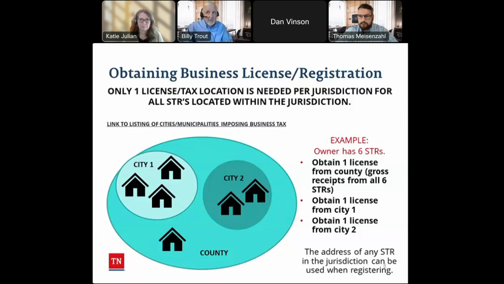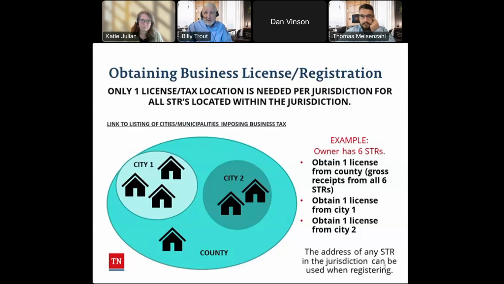It's just a lot more streamlined. Some of you on this webinar may have quite a few properties, and when that happens, it gets very complicated. So streamlining that is fine.